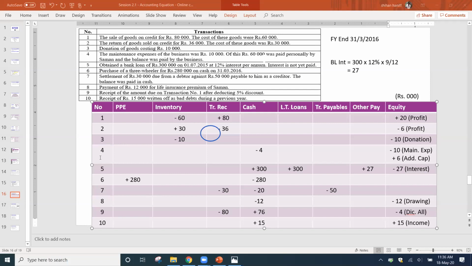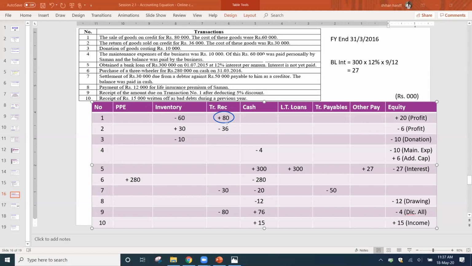There's a question. Can you once explain the ninth transaction? So the ninth transaction is receipt of the amount due on transaction number 1 after deducting 5% discount. So transaction number 1 is this. Transaction number 1 is we did a sale. So there is a debtor who needs to pay us 80,000.